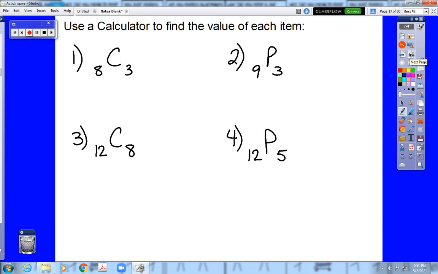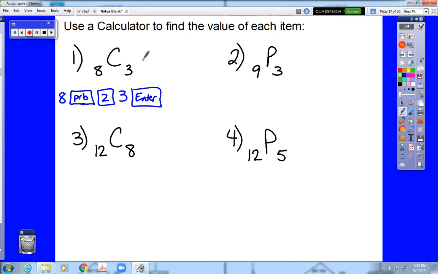Okay, 8 choose 3. So again, you should be typing in 8, then you should be hitting the PRB button, choosing option 2 because it is an NCR, typing in the 3, and then hitting enter. So 8 choose 3. You should have gotten 56. Okay, for the second one, 9, then hit the PRB button, choose option 1, then 3, and enter.